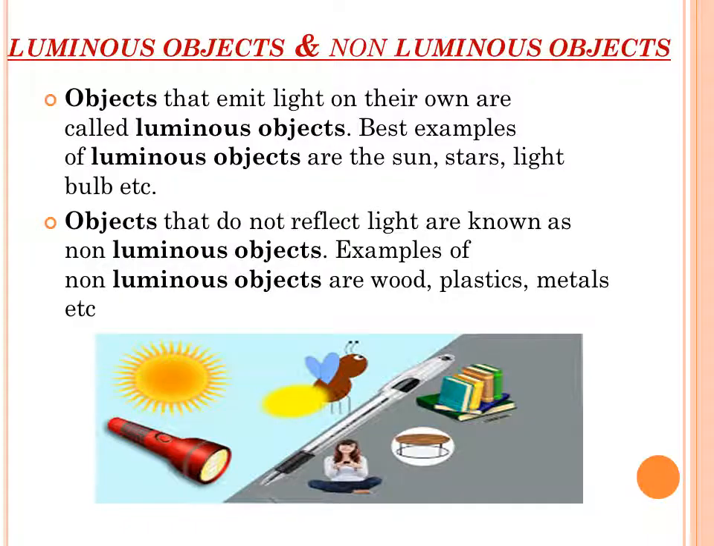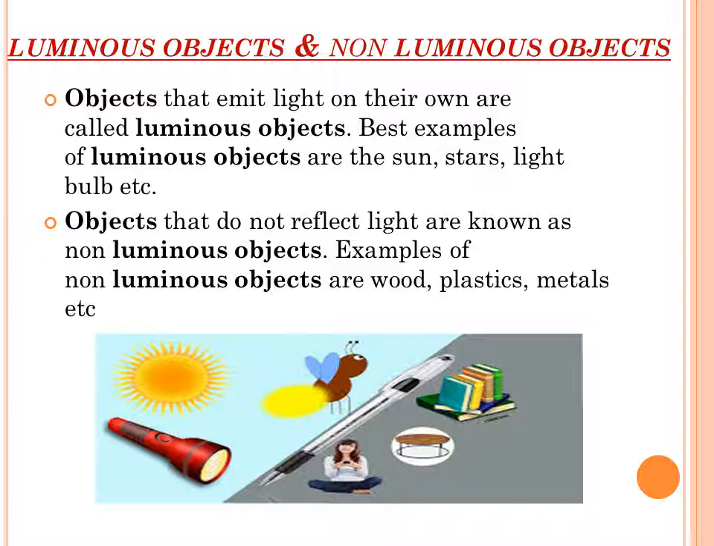So first of all, we will talk about luminous and non-luminous objects. Okay, so what do you mean by luminous object and non-luminous object? So before studying light, we must know about this thing. Objects that emit light on their own are called luminous objects. That means those objects which throw light or which emit light on their own are called luminous objects.